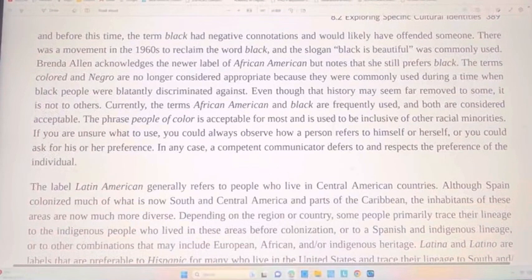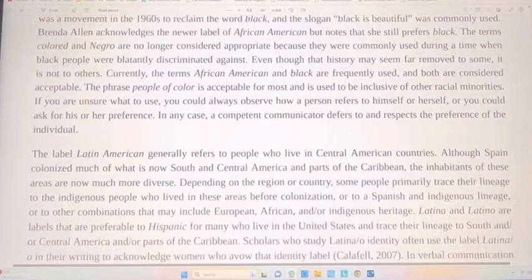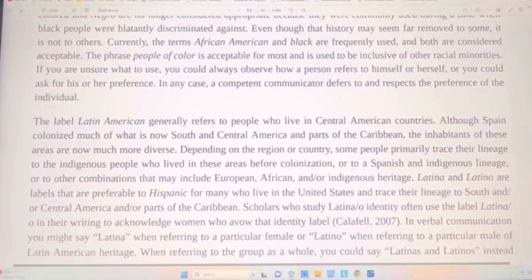The terms colored and Negro are no longer considered appropriate because they were commonly used during a time when black people were blatantly discriminated against. Even though that history may seem far removed to some, it is not to others. Currently, the terms African American and Black are frequently used, and both are considered acceptable. The phrase people of color is acceptable for most and is used to be inclusive of other racial minorities. If you are unsure what to use, you could always observe how a person refers to him or herself, or you could ask for his or her preference. In any case, a competent communicator defers to and respects the preference of the individual.